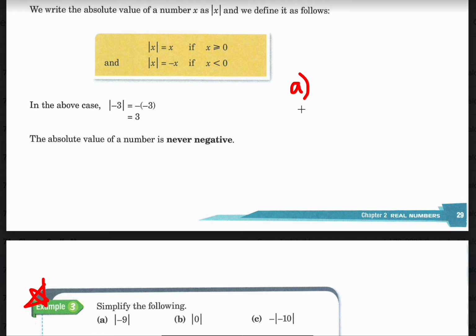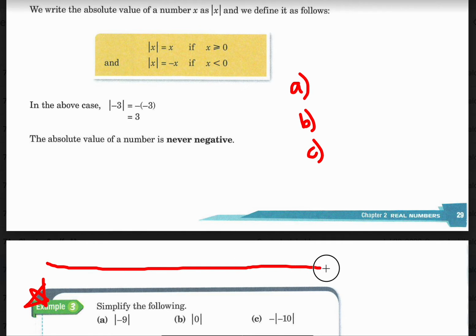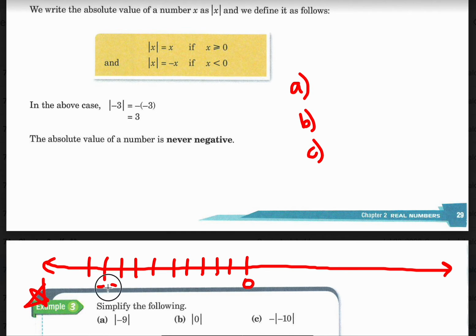All right, let's take a look at these answers. I'm going to draw a number line to show my work. I'm going to draw a long number line. I'm going to put 0 in the middle. And I need negative 9 and negative 10. So 1, 2, 3, 4, 5, 6, 7, 8, 9, 10. Here's negative 9, and here's negative 10.